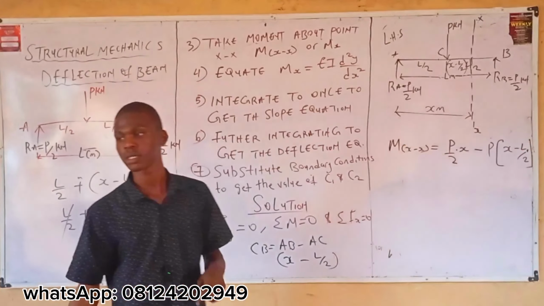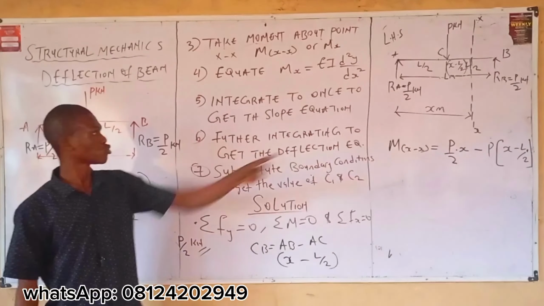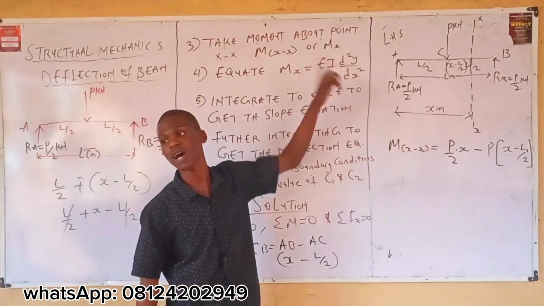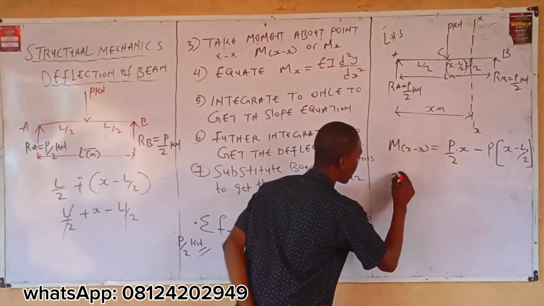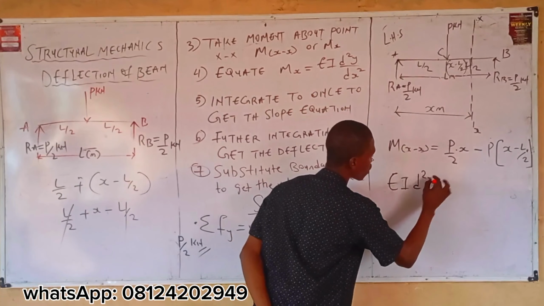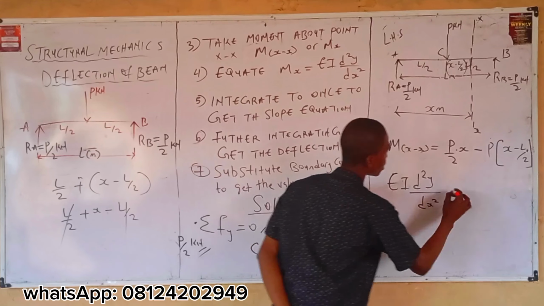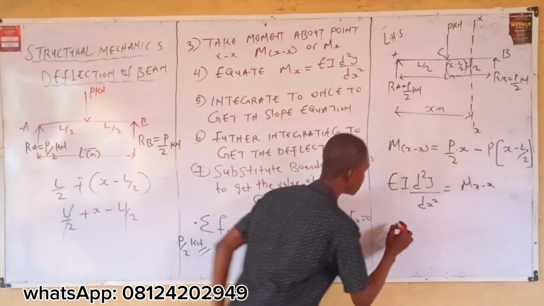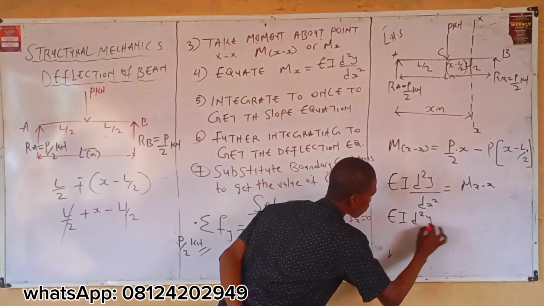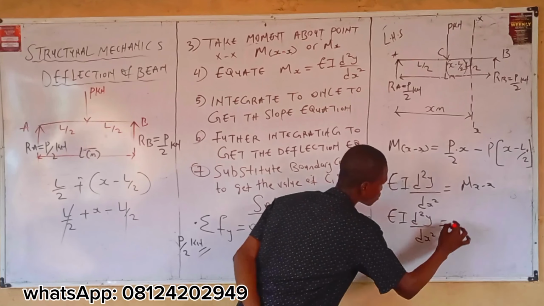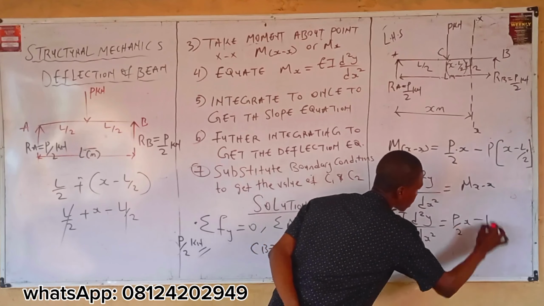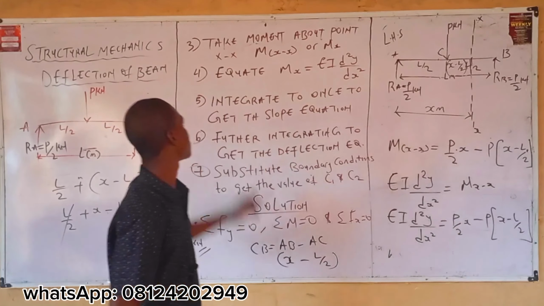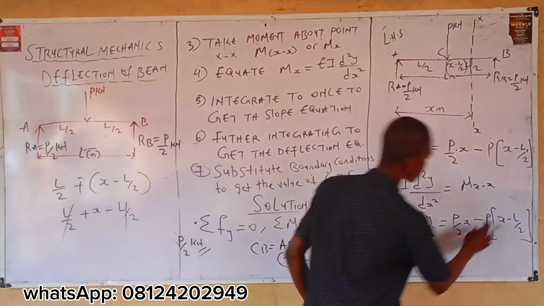Now step 4 is what? Equate the moment to this guy here. This moment that I got here, equate it to what? EI d square y over dx square. Now, meaning that I have EI d square y over dx square is equal to what? My moment. And my moment becomes this guy. Meaning EI d square y over dx square is equal to P over 2x minus P all into bracket x minus L over 2. That's step 4.